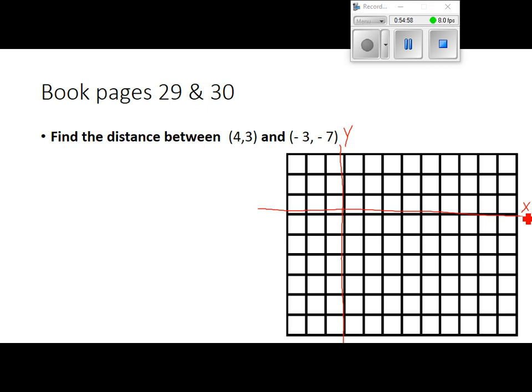How do I graph this first point? Tell me how to move. Over 4. 1, 2, 3, 4. Is that right? No. What do you mean? Right 4. 1, 2, 3, 4. Then what? 1, 2, 3. We'll call that point N.